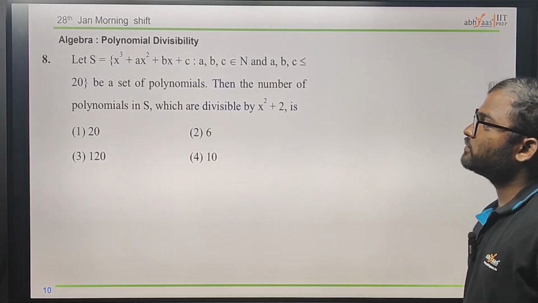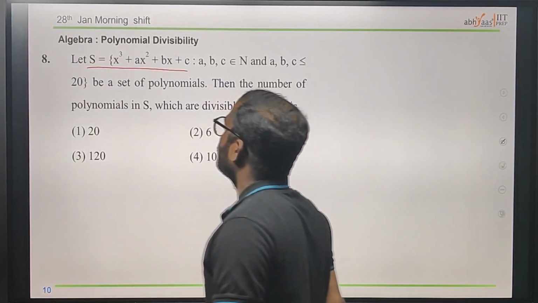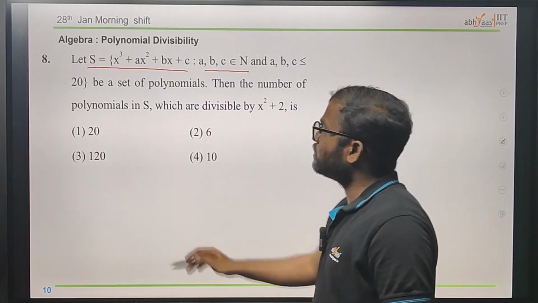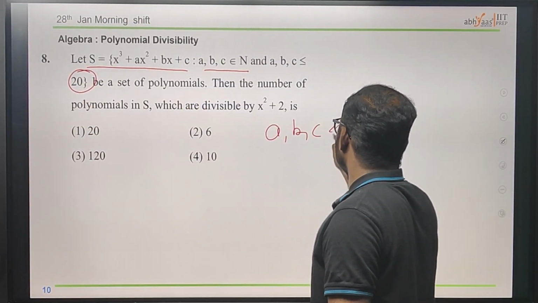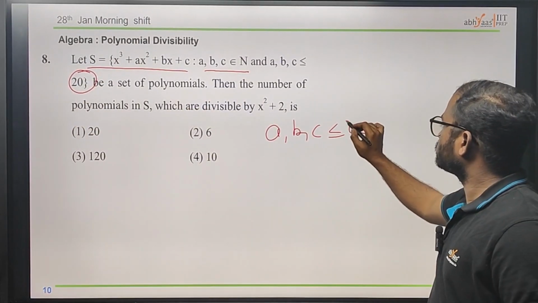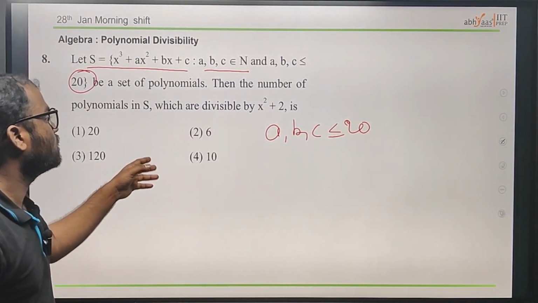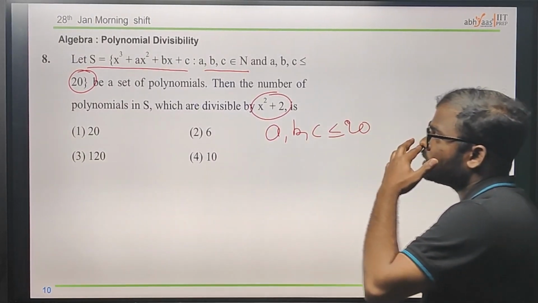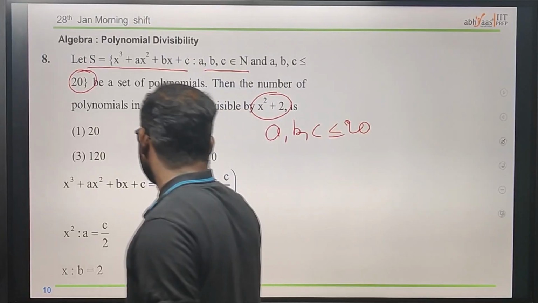Next question, on the basis of algebra, which is polynomial divisibility. Here they have given this cubic polynomial, where a, b, c are natural numbers less than or equal to 20. They are asking for the number of polynomials in S which are divisible by x square plus 2. We need to find how many polynomials are divisible by x square plus 2.